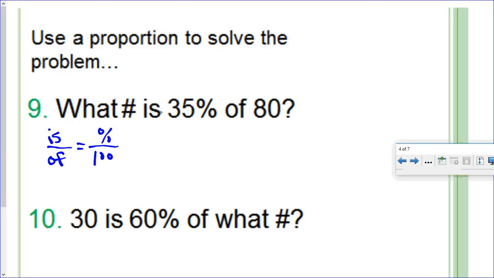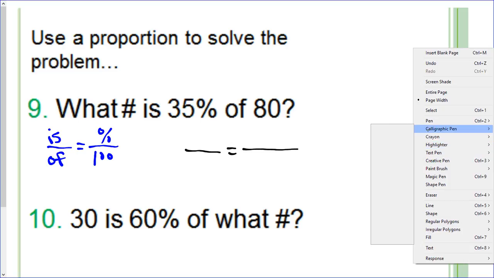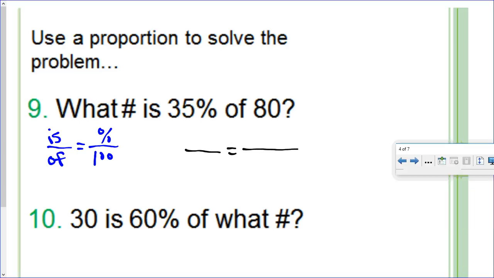What number is 35% of 80? I'm going to set up my new proportion, and I will say I'm going to look for this of number right here. It's out of, so that would be like out of a total. So down here in the bottom left is my of number, so I'm going to put 80 down here in the bottom left. See how that corresponds with of? They're asking us what number is, so we don't know. We'll call that x.